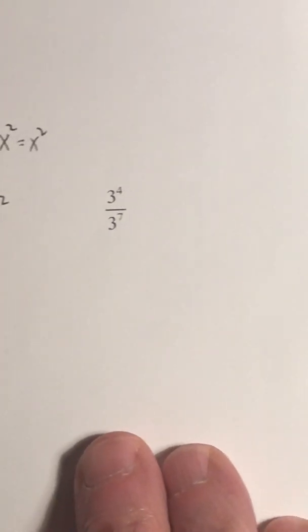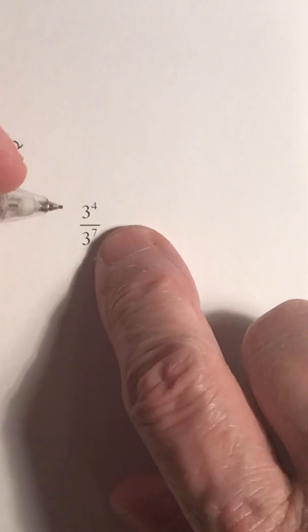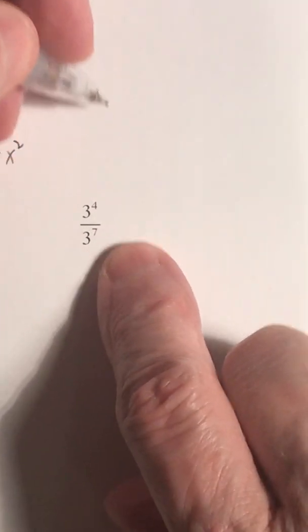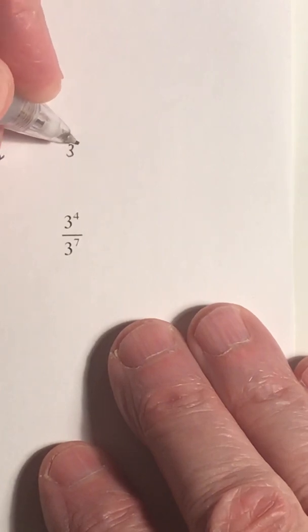Now, don't get fooled here. Don't do like 3 divided by 3 is 1 or something like that. This is if we wrote this out, and I'll write this out just this once.